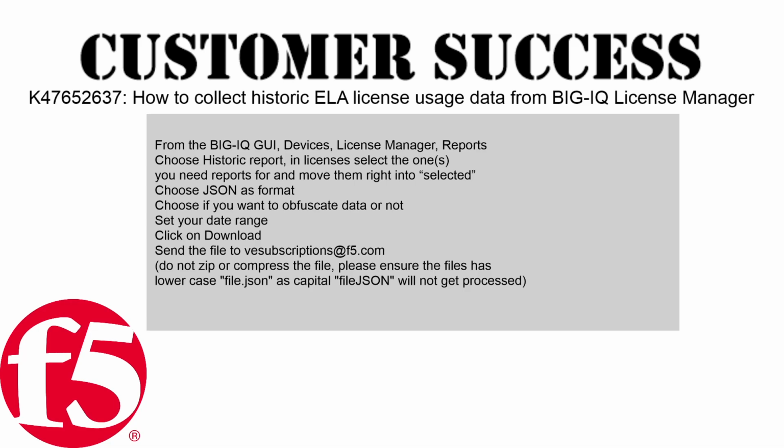We're going to choose the format as JSON. We're going to choose if we want to obfuscate the data or not. This will remove IP addresses, MAC addresses, and host names. We're going to set the date range, and then we're going to click download.